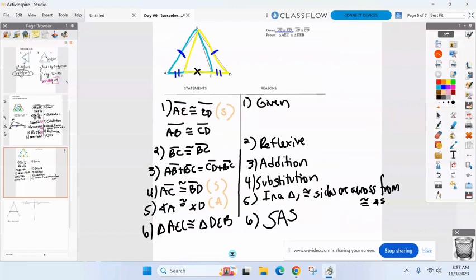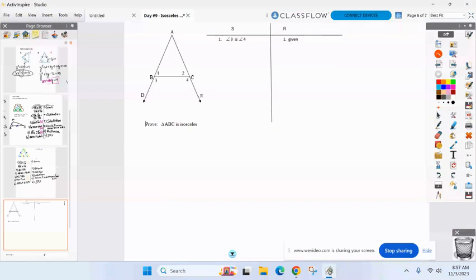Look for isosceles triangles. I know you have two more in your notes, but I'm only going to do one more. And then you're going to start the assignment because I need you guys to practice on your own or with each other.